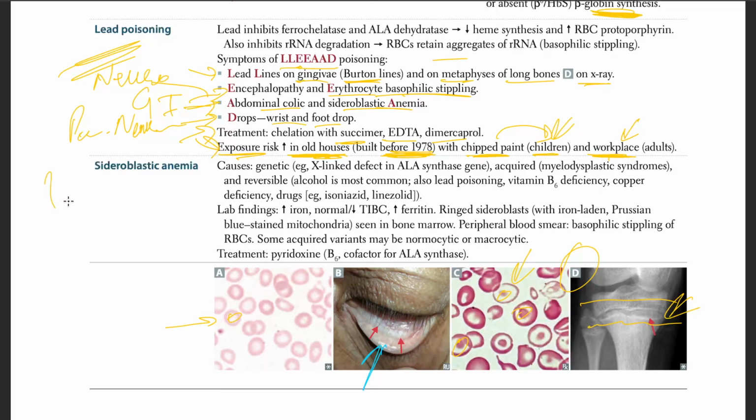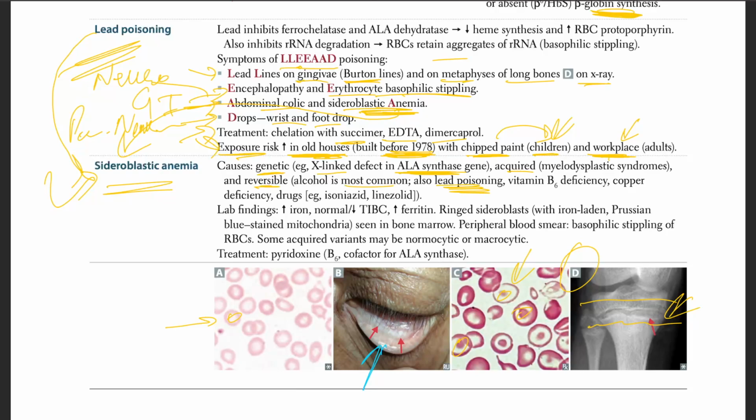Okay, so now let's talk about sideroblastic anemia, which we said lead causes. Sideroblastic anemia is not only caused by lead poisoning, but also by some genetic problems, for example an X-linked defect in the ALA synthase gene. Acquired, you have myelodysplastic syndromes, and reversibly, you have alcohol, which is most common. Also lead poisoning, as we already talked about.